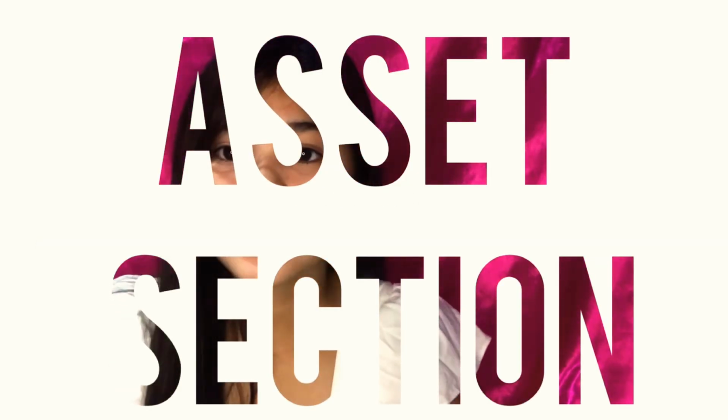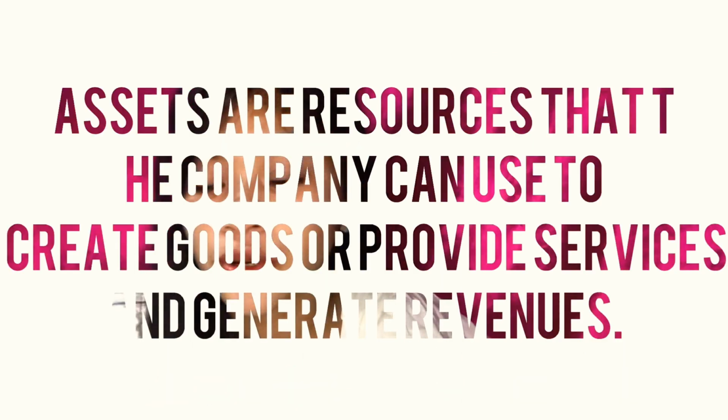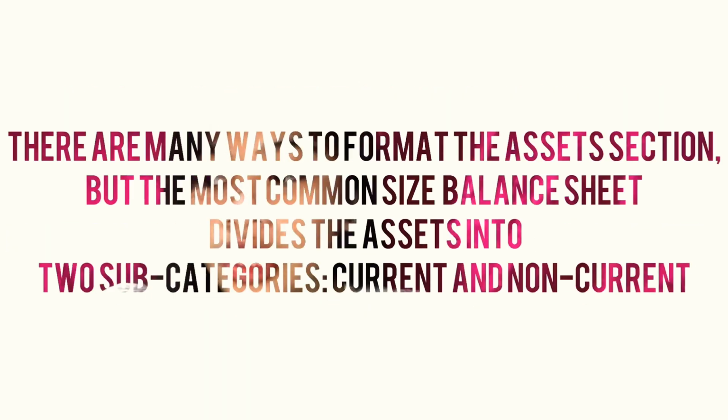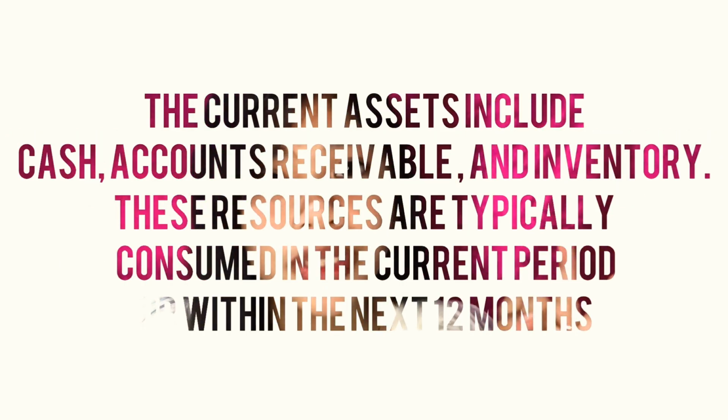So, in the assets section, assets are the resources that the company uses to create goods or provide services and generate revenues. There are many ways to format the assets section, but the most common-size balance sheets divide the assets into two subcategories, which are the non-current and current assets. Current assets include cash, accounts receivable, and inventory. These resources are typically consumed in the current period or within the next 12 months.